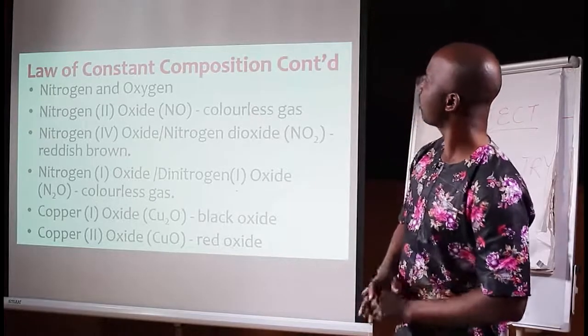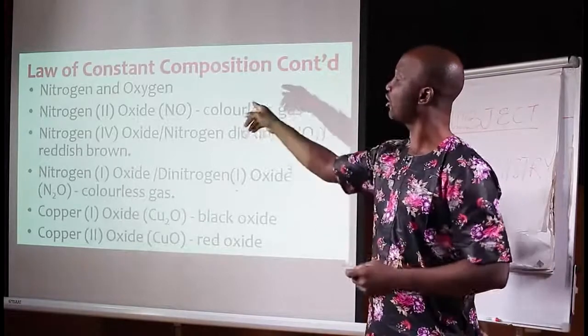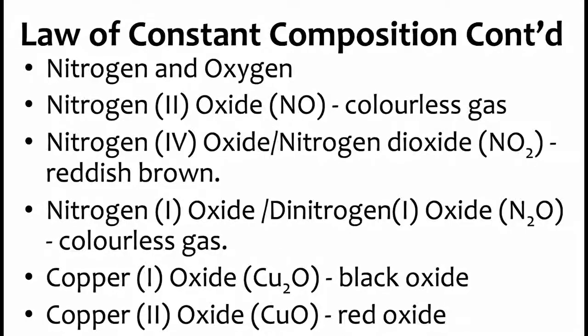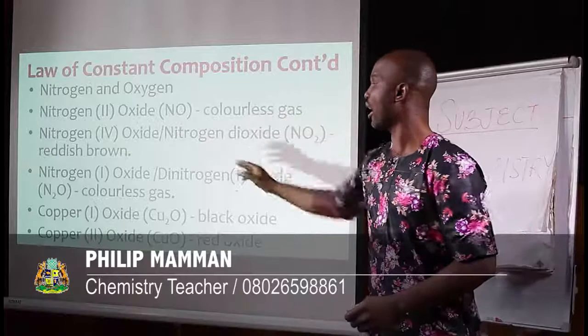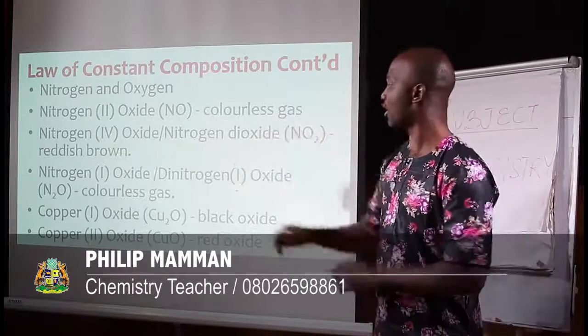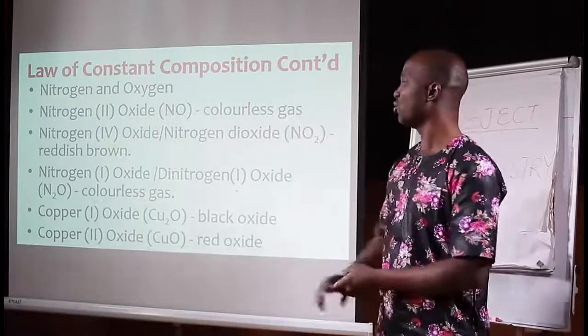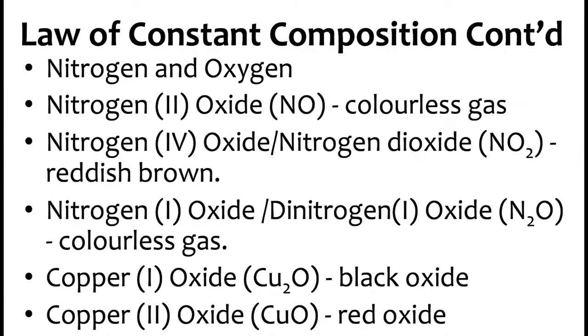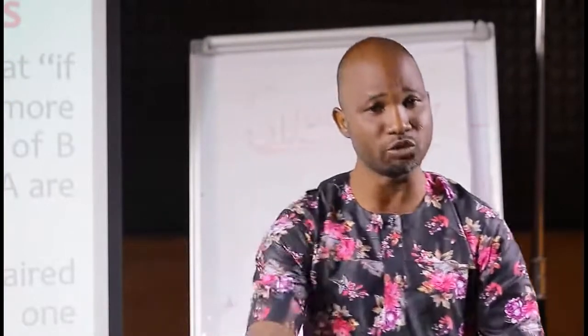Now, for the law of constant composition, you can have nitrogen and oxygen forming different compounds, like nitrogen(II) oxide, NO, which is a colorless gas, or nitrogen(IV) oxide, which is nitrogen dioxide, the same thing as NO2, which is a reddish brown gas. And you can have nitrogen(I) oxide or dinitrogen oxide, which is N2O, which is also a colorless gas. You can have other examples like copper(I) and copper(II) oxides, as the case might be. In each of these cases, the masses of the elements that combine to form these compounds are fixed in proportion.